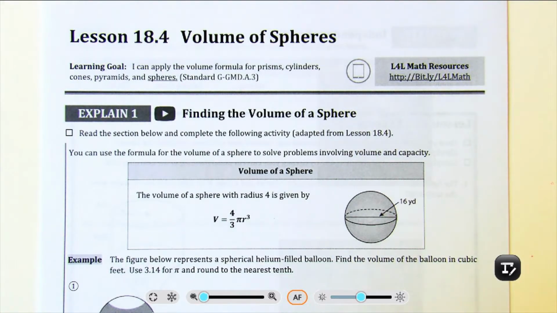Hello class, this is lesson 18.4, how to find the volume of spheres.